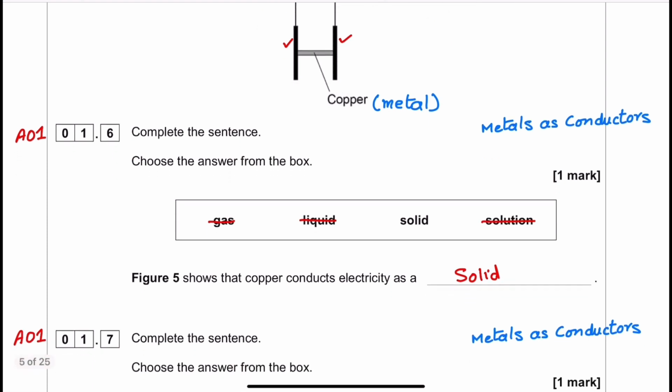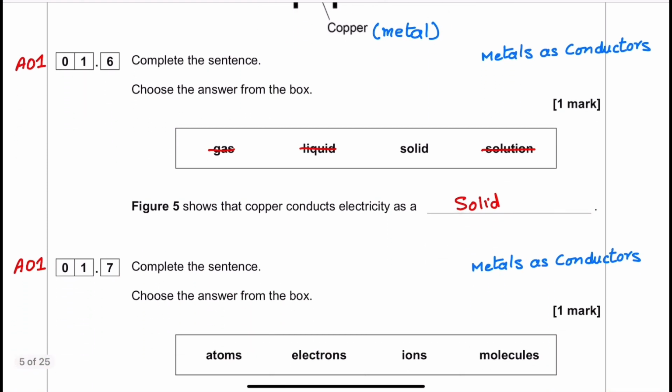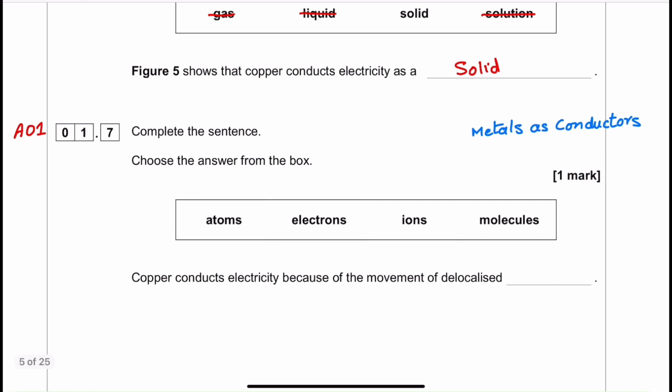Question number 1.7, which is again an AO1 question. Complete the sentence. Choose the answer from the box, which is again from the topic metals as conductors. Different options are given to complete the sentence. Copper conducts electricity because of movement of delocalized, it means free. Now we have to see what the correct information is, because it is a metal. So in metals, atoms are not free to move. The ions are not present there to move.